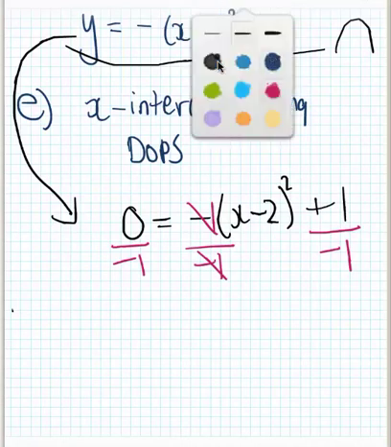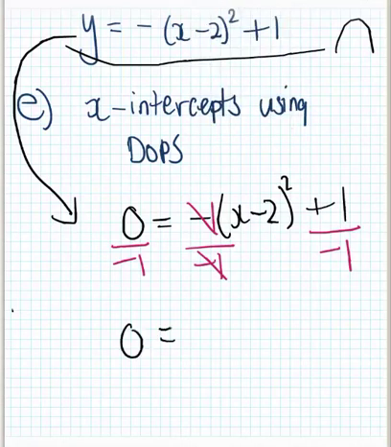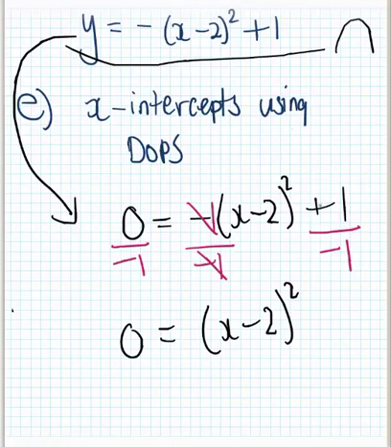And now by doing that, what's happened? We've got 0 equals bracket x minus 2 squared, a positive. So 0 divided by -1 is just 0, but a +1 divided by a -1 gives us a -1. And there we go. So now, is this in the form of a squared minus b squared?